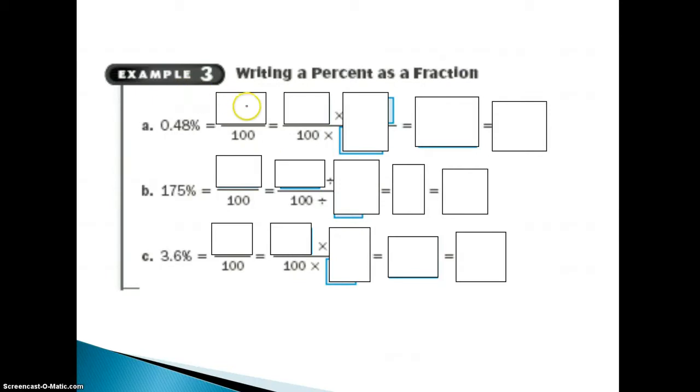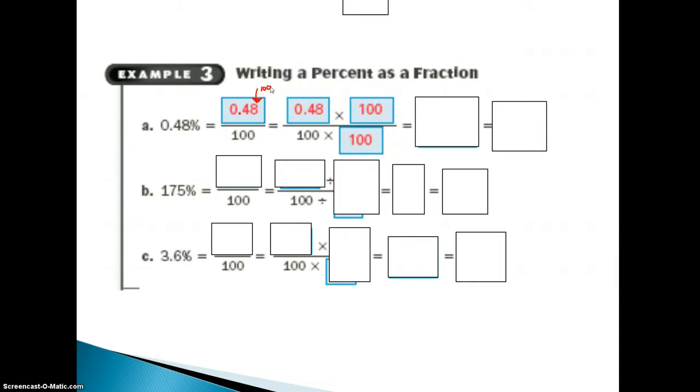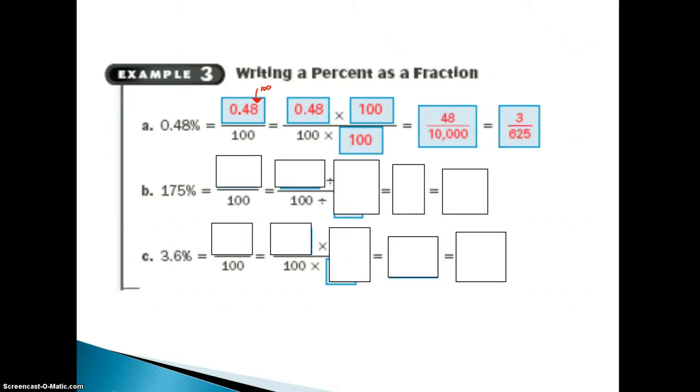For example 3, we're going to write a percent as a fraction. We just talked about how to do this before. So you take the 0.48 and you put it over the percentage. Now, your calculator will not simplify this fraction for you until you get rid of the decimal point in the numerator. So to do that, I'm going to multiply by the place value, and that is where the 8 is, which is a hundredths. So I'm going to multiply by 100. Because I did that in the numerator, I have to do it in the denominator. So this is actually 48 over 10 thousandths. Put that in the calculator to simplify, and you get 3 over 625.